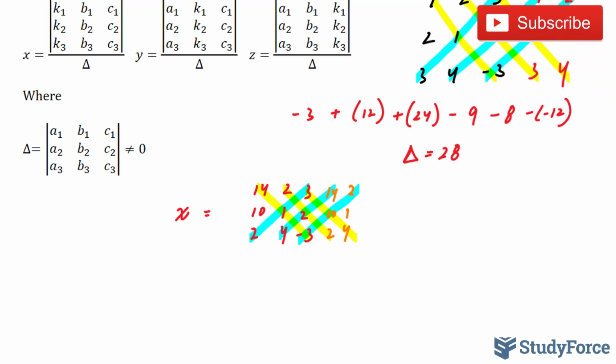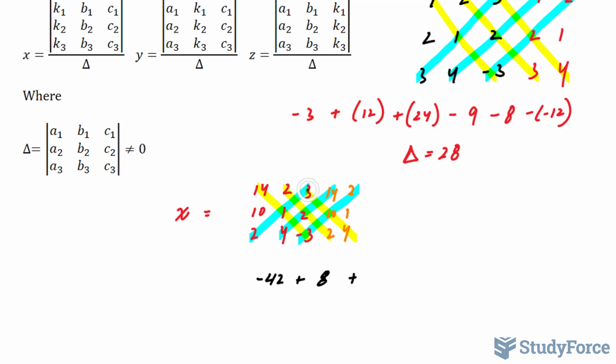14 times 1 times negative 3, that is negative 42, plus 2 times 2 times 2, that is equal to 8, plus 3 times 10 times 4, which is 30 times 4, 120, minus 2 times 1 times 3, which is 6. 4 times 2 times 14, it's like saying 8 times 14. That is equal to 112. And lastly, negative 3 times 10 times 2. That is negative 60.